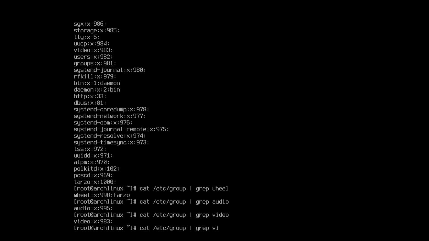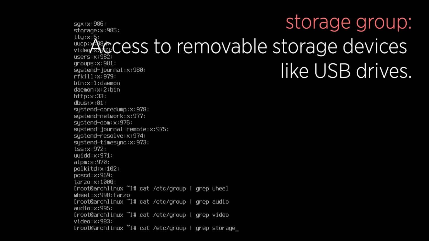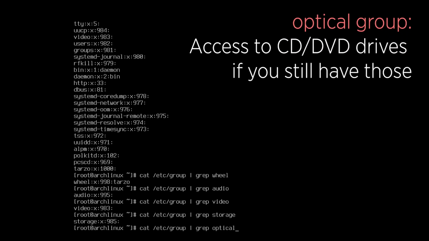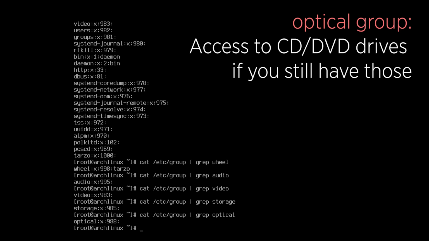Then we also have the storage group, which basically gives access to removable storage like USB drives. Now usually these two things do work by default, but again, if it doesn't, you can actually add them to this group and just check if it works. Then there is optical, which is basically if you have a CD drive, which half of you probably don't even know what a CD is. But if you do have a CD drive, this gives you access.